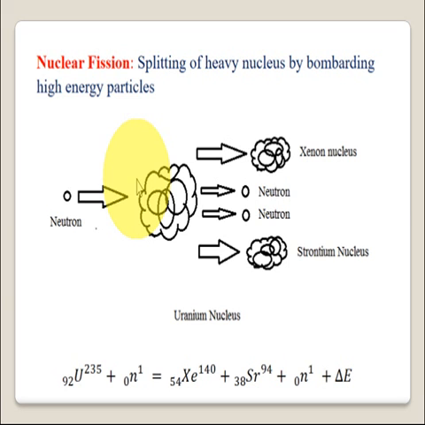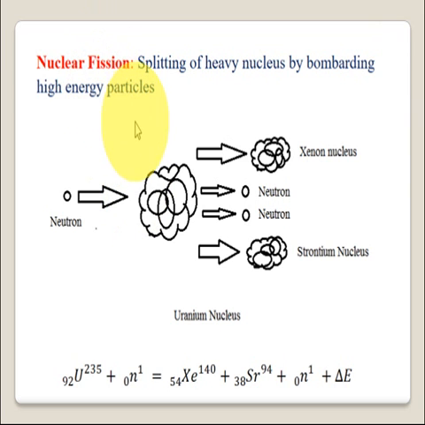But the first method is used in a nuclear power plant, in which the heavy nucleus is split into smaller, lighter nuclei by bombarding it with high energy neutrons, and high energy is released. That reaction is called nuclear fission. So nuclear fission is the process typically used in a nuclear power plant for generating heat.